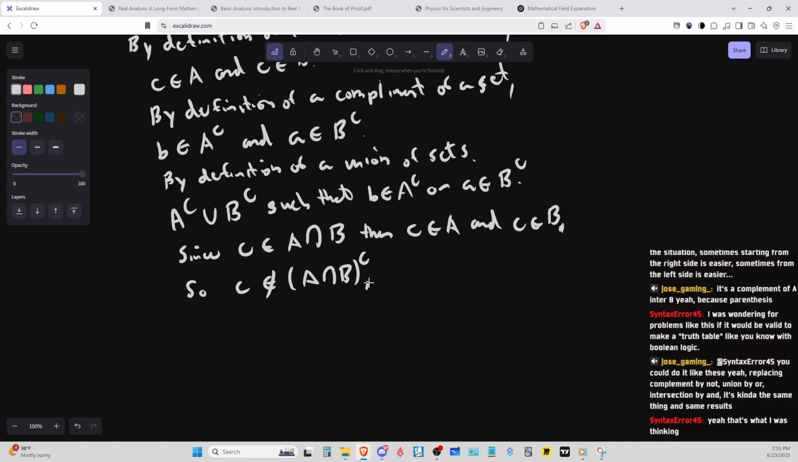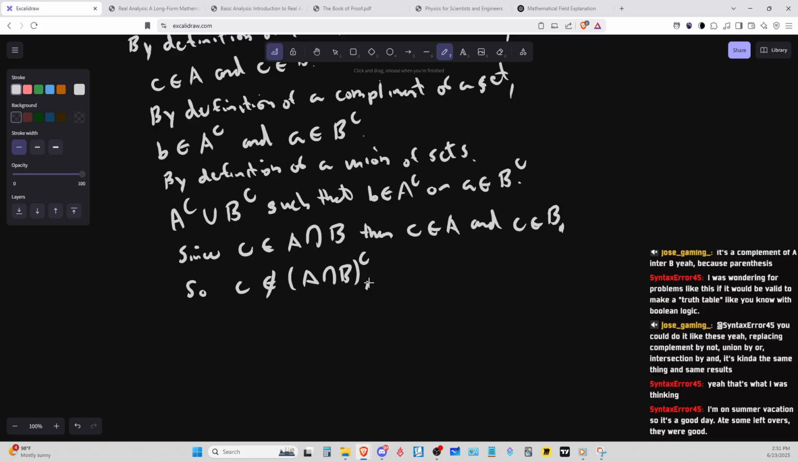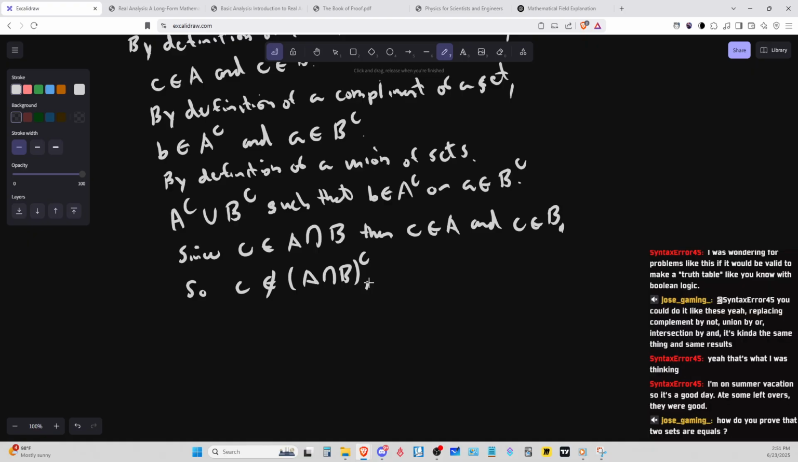Okay. So C is not in the complement. No, that's a leap. I was going to say that C is not an element of the complement of A and B. So I was going to put that C is not an element of A complement and B complement, and I'm like, no, that's probably too much of a stretch.